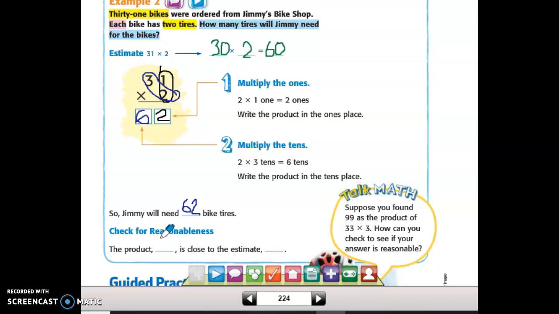The product, 62, is close to the estimate, which was 60. So that tells me my answer is reasonable.